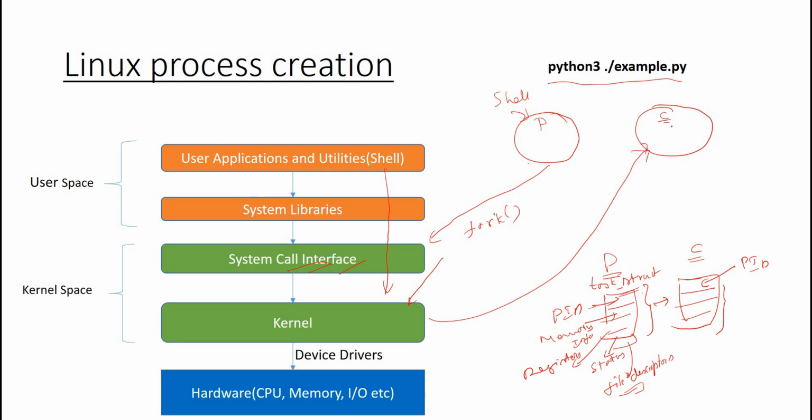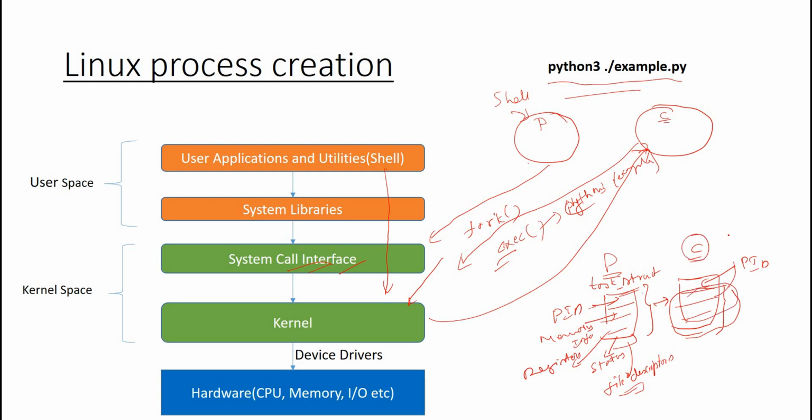So now the child process will start executing. Now it will try to execute this command. So for execution of this command, this child process will send another system call to the kernel which is exec. So in this exec call, it will mention what is the command it will run. Here it is python3 ./example.py. Once this call is received by the kernel, now the kernel will update the structure corresponding to the process C.